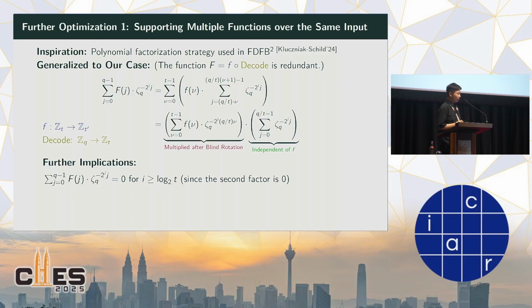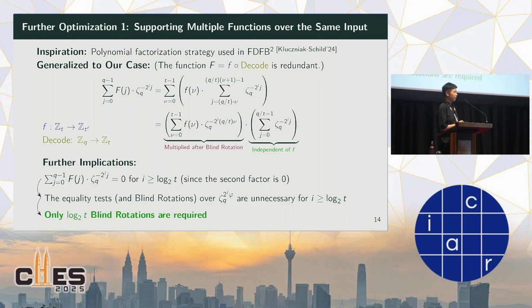This also has a further implication: the test vector equals 0 if the subring index i is no less than log t, where t is the plaintext space. This further implies that some of the blind rotations are unnecessary. So this finally implies that only log t blind rotations are required.